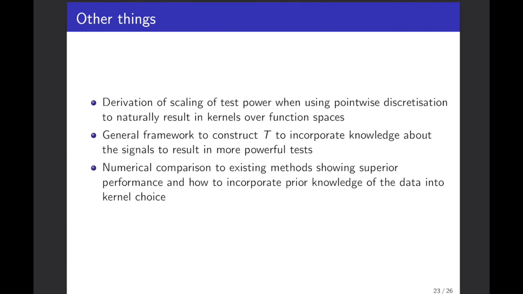Also, we talk in much more depth about a programming framework to construct the T's that are used in the squared exponential T kernel, and how to incorporate knowledge about the signals to result in more powerful tests. Then we have a numerical section which compares to existing functional data analysis two-sample testing methods and shows that we gain superior power. We think this is mostly because of the reasons we mentioned earlier. Using kernels, we don't have to compute empirical functional principal components. In such a framework, when you do have to compute empirical functional principal components, you have uncertainty and variability there, and then doing a test based off that decreases the test power.